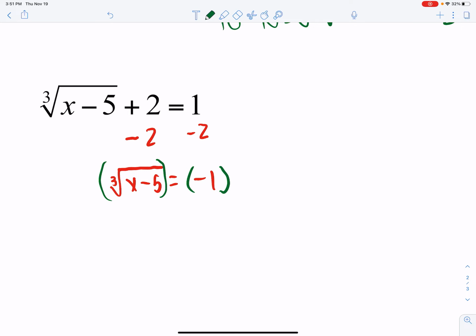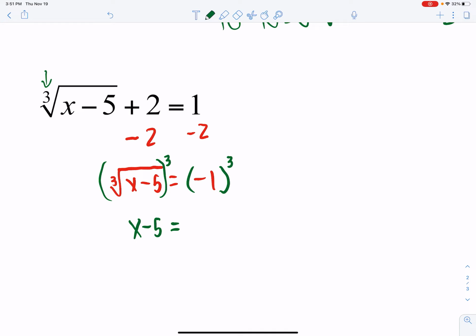the root. Notice this time it's a cube root we're trying to get rid of. So instead of raising both sides to the 2, to get rid of a cube root, you raise both sides to the 3. Now on the left side, the cube root and the 3 exponent cancel each other out, and we just have what was under the root, x minus 5.